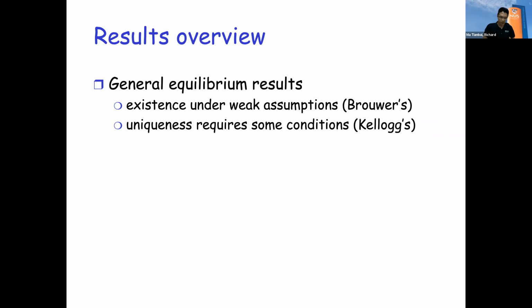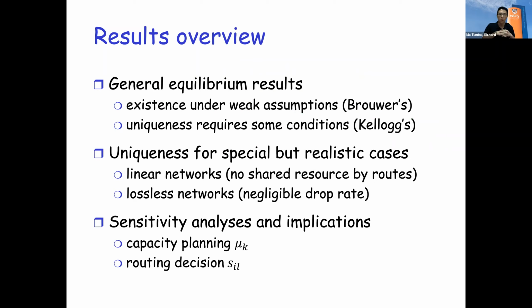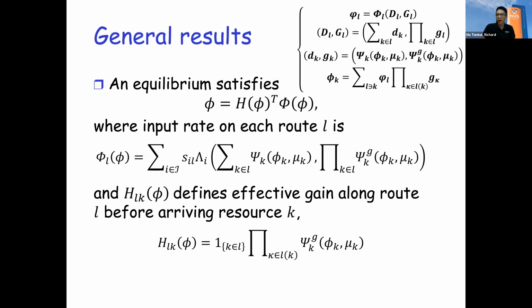So I want to discuss some results. In this work, we derived some general equilibrium results about the existence and uniqueness of equilibrium. And we characterize the uniqueness under special but important realistic scenarios. We also did some sensitivity analysis. So for general analysis, although we have a quite complicated system of equations to deal with, eventually we found that as long as we can characterize the vector of input rate into the individual resources in the equilibrium, we can know everything in the equilibrium. So we can rewrite this complex system into a single equation, although this is expressed in matrix form. I'm not going to go into details, but it's not complicated.